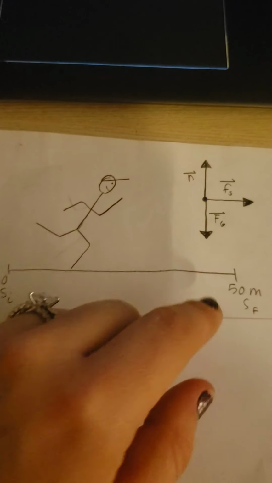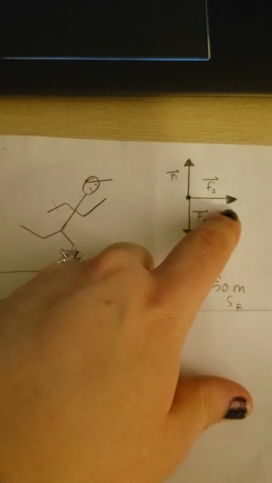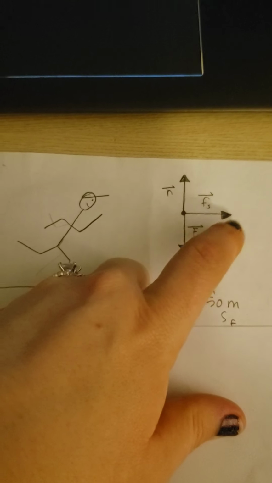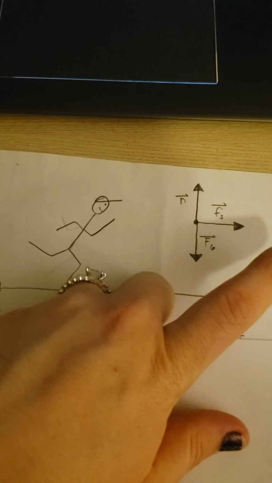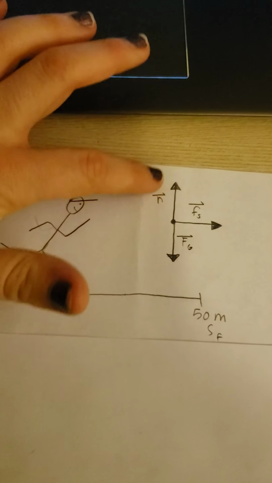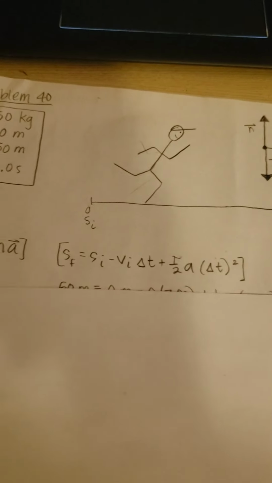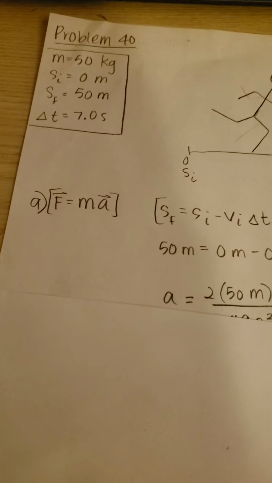He's moving in the right direction, so drawing out a force diagram here, we have our static friction going to the right, which is going to be the only force acting on him in the horizontal direction. We have our normal force and force of gravity, of course, but those are in the vertical direction, so we're not worried about those for this problem.